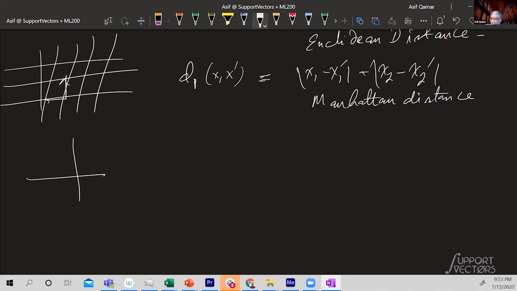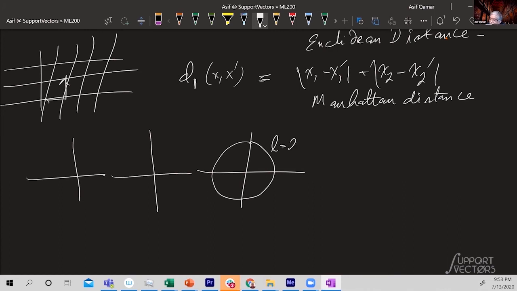For example, the L equal to 2 we are familiar with. It's a nice round circle. That's a practical day-to-day intuition. The second norm is familiar, Euclidean. The L equal to 1 takes a bit of a surprise.